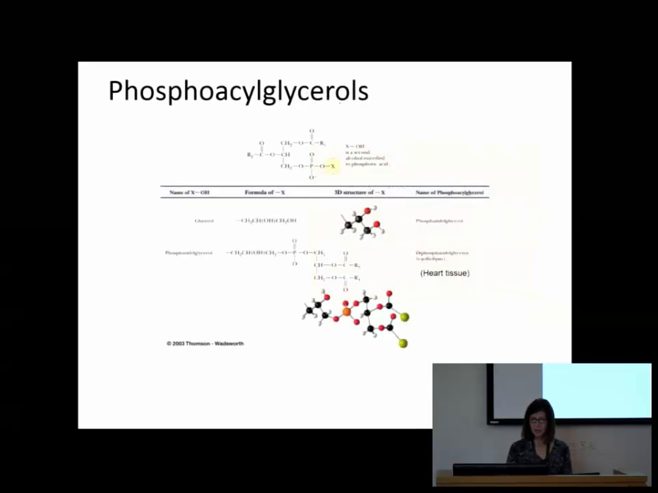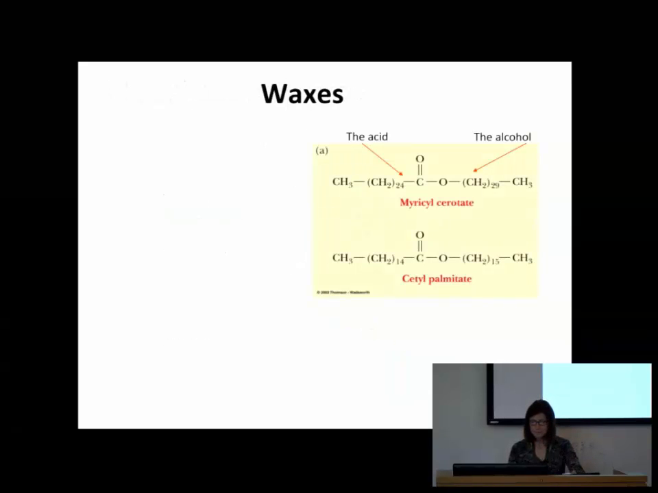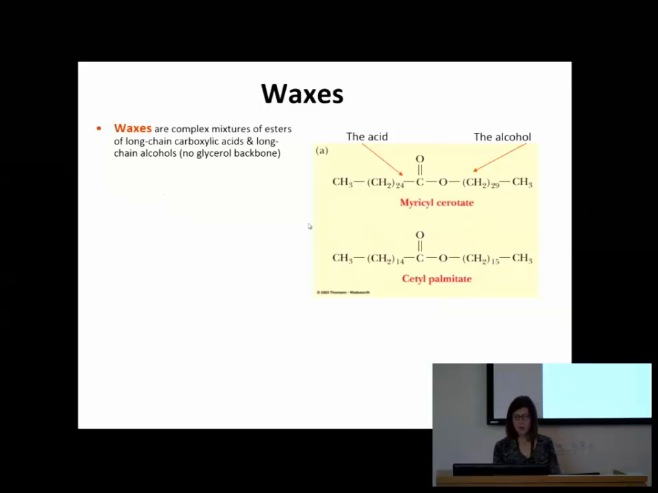Waxes. They don't really do a lot biologically. They are when we put together a long chain fatty acid with a long chain alcohol. Look how long these chains are. To make any ester, you put together an alcohol and an acid, but what a wax differs in is that both the acid and the alcohol are long chain. And they're protective coatings for our plants and animals.